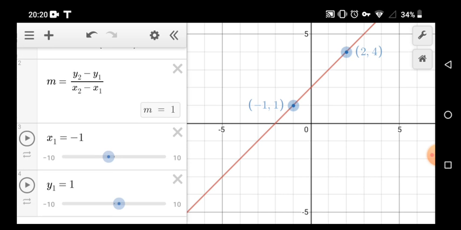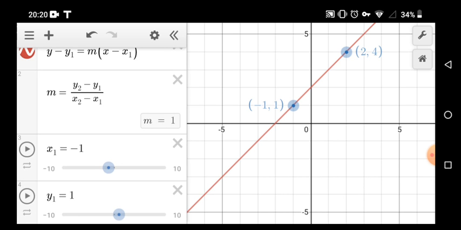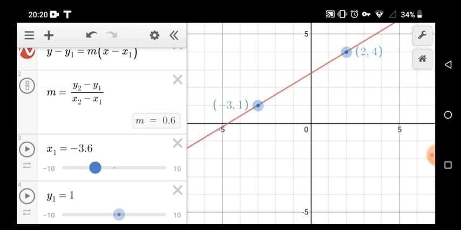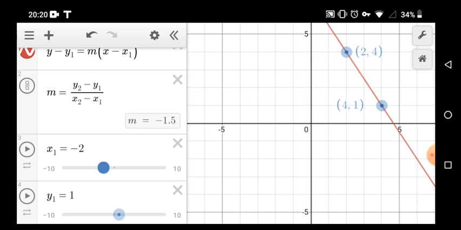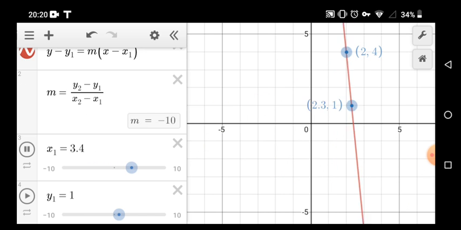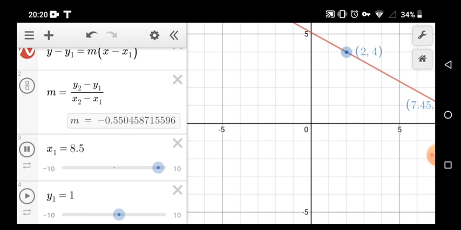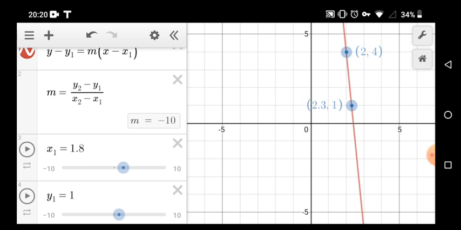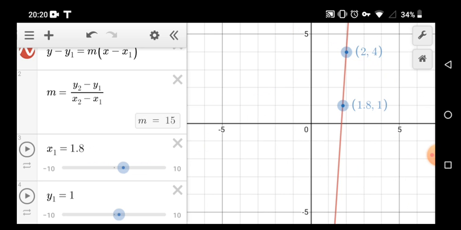We've put it into the m equals equation there, and we could change these values. So I'm doing a slider here. I'll put this on slide. It's changing the first x coordinate. That will change the gradient. The gradient will depend on all these. Okay, so here the gradient's 15.